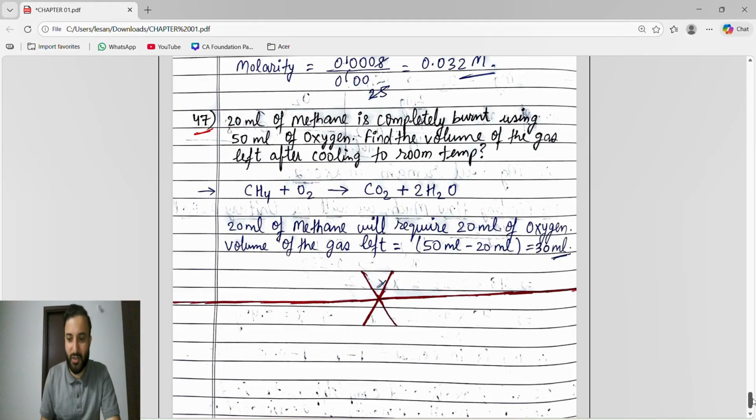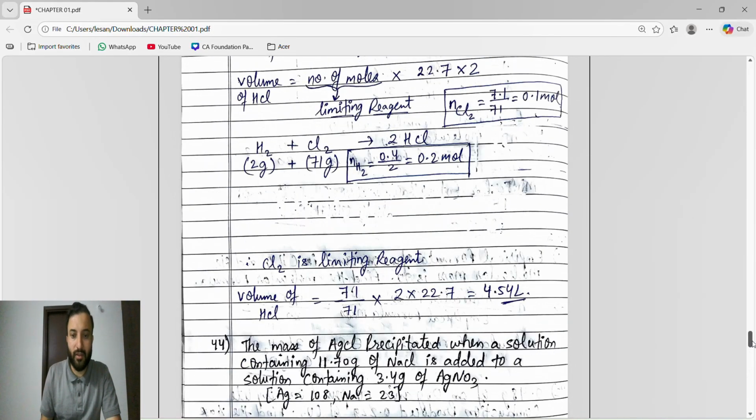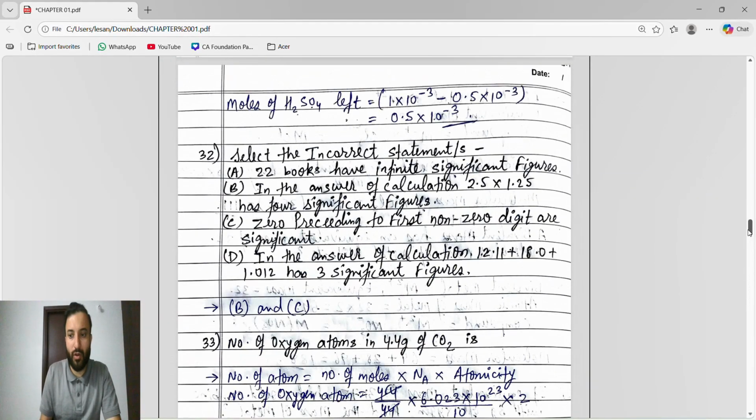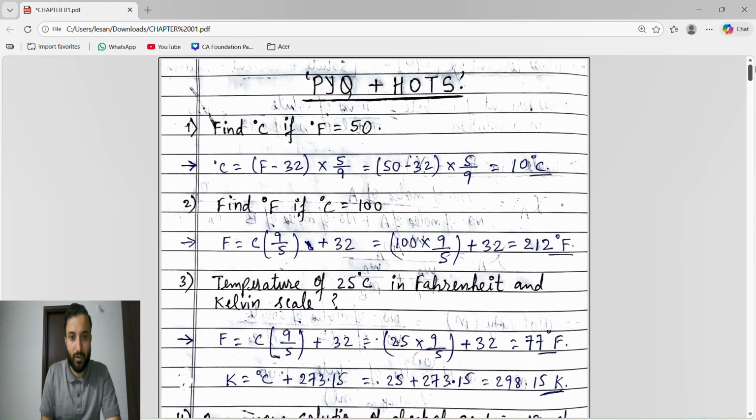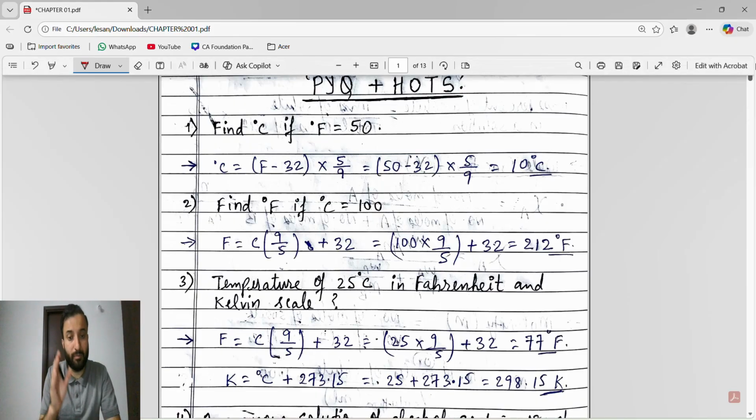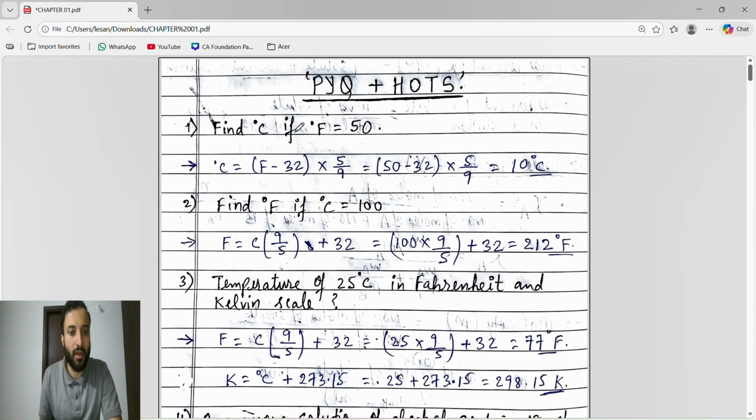So chalo bhaiya, chalo. In this, like I have told you, the last 20 years PYQs are included, and then extra questions like most expected type of questions are also included. Okay, so chalo. Now find degree Celsius if degree Fahrenheit is given.